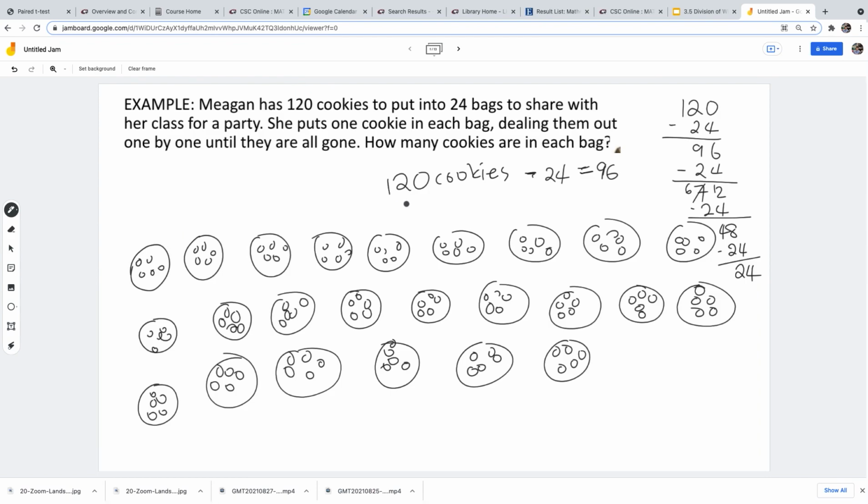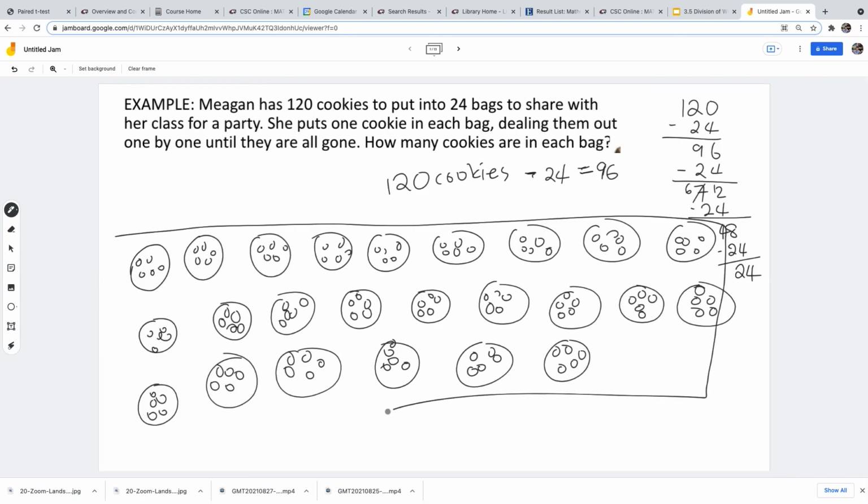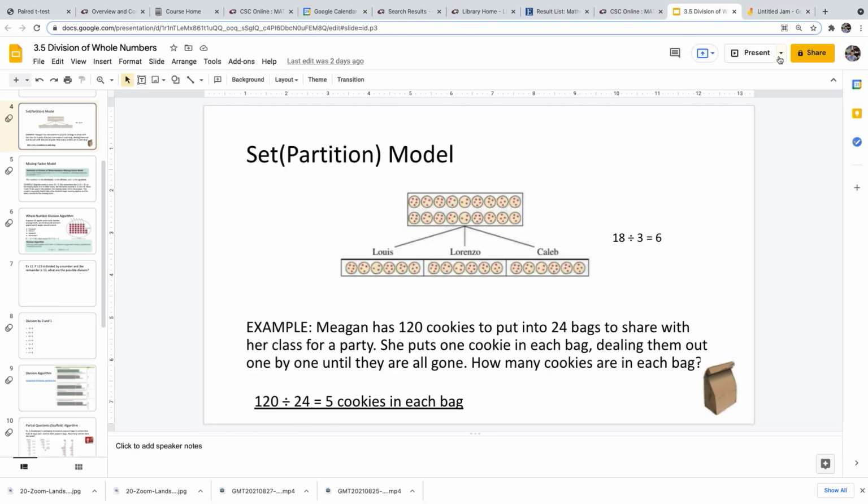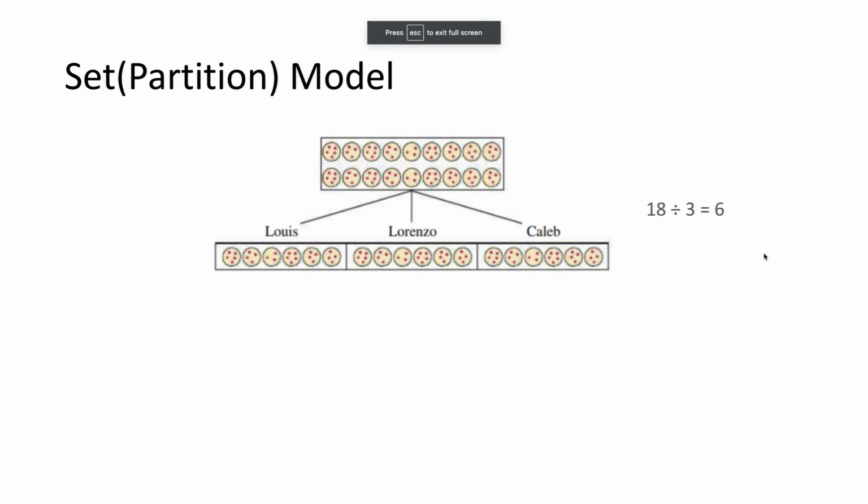But you can also think about 120 as partitioning that into 24 groups, 24 parts. And how many do I have in each part? 5 per part, right? So I can say 24 parts with 5 cookies in each can make 120 cookies. So how many cookies are in each bag? 5 cookies are in the bag. So you can see how the models are also related, right? Okay, so that is the set partition model.